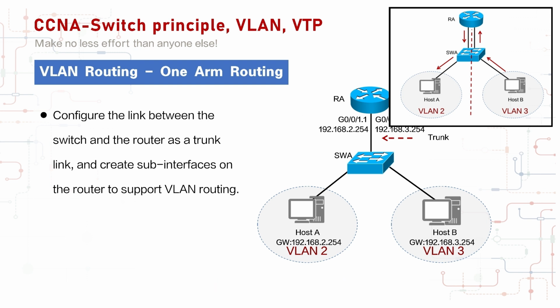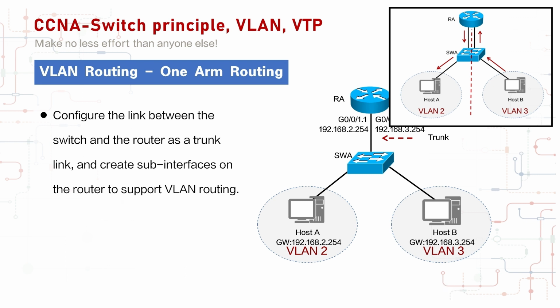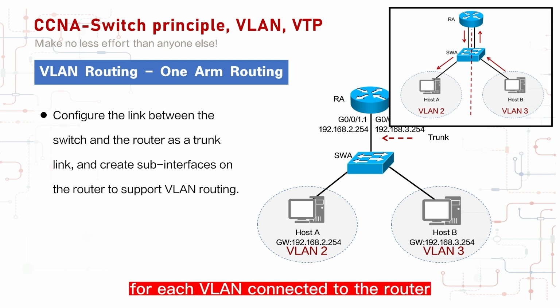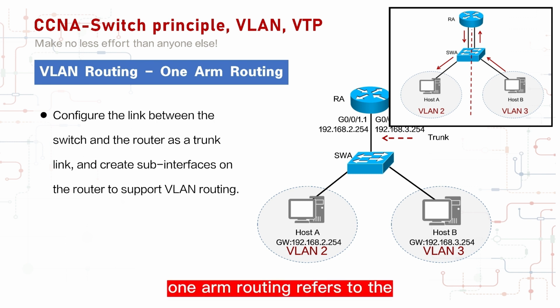One-arm routing. The difference between the single arm and the picture just now is that there are 2 lines in this graph, while this picture has only 1 line. In the previous one there is 1 physical connection per VLAN, called a line for each VLAN connected to the router. This has one router interface. One-arm routing refers to only one interface undertaking the traffic of multiple VLANs.